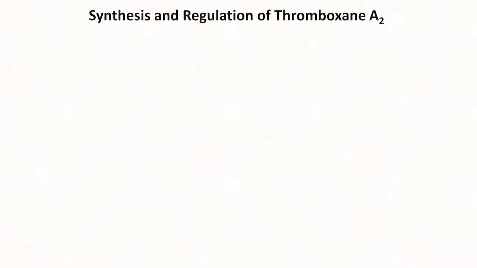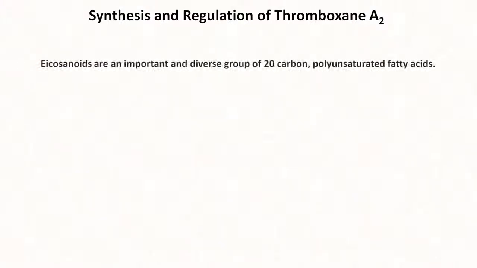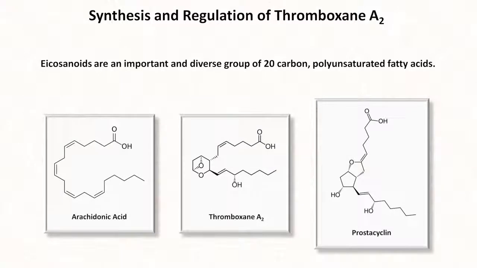The last topic I'll discuss in this video is the synthesis and regulation of thromboxane A2, which is important in understanding the mechanism of action of aspirin. Thromboxane A2 is an example of an eicosanoid. These are an important and diverse group of 20-carbon polyunsaturated fatty acids. Other important members in this group include arachidonic acid and prostacyclin.